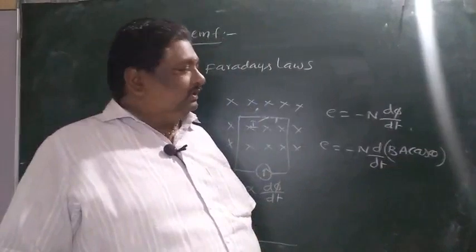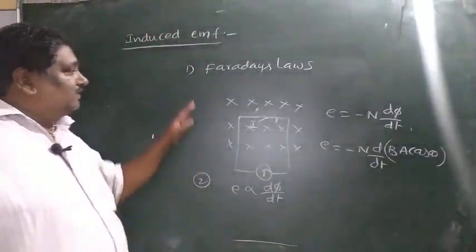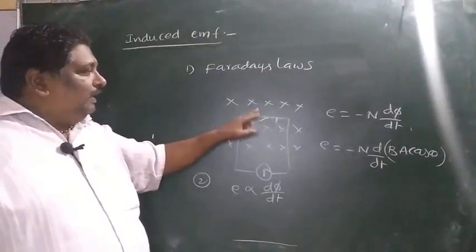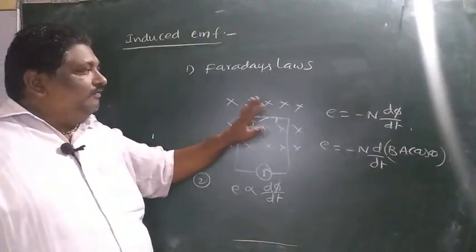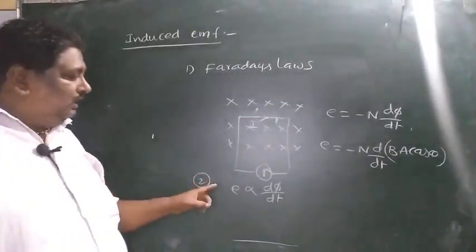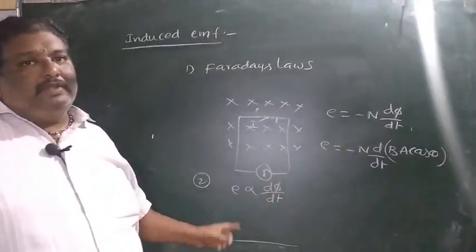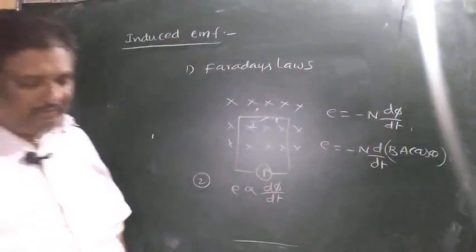I shall discuss that. First note down Faraday's first law. The first law is: whenever magnetic flux is cut by a conductor, EMF is produced in it. Second law: the rate of change of flux is directly proportional to the EMF induced in it. Please note down these two.